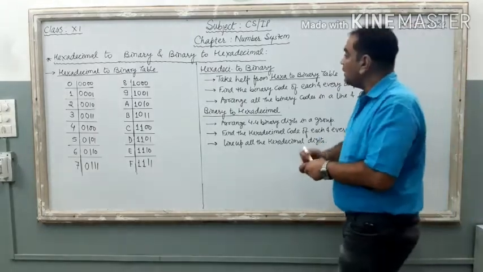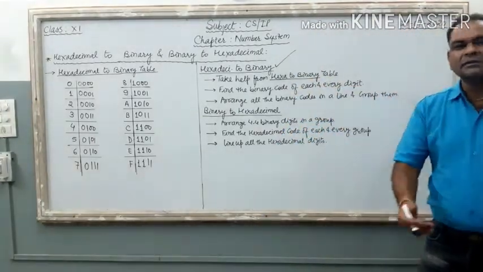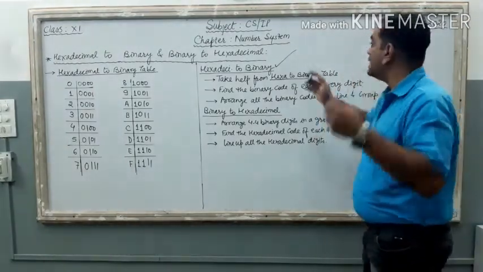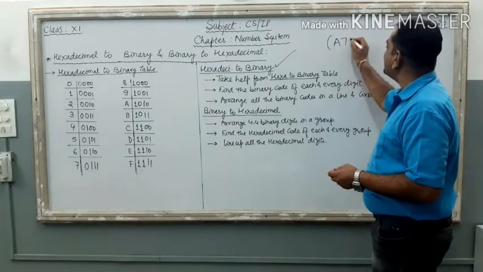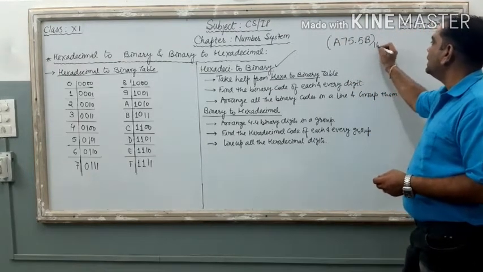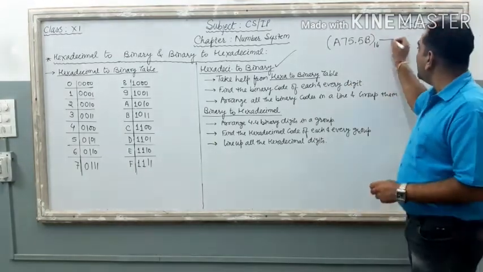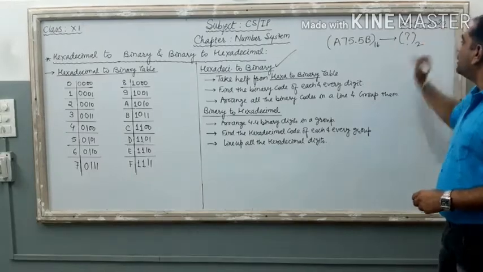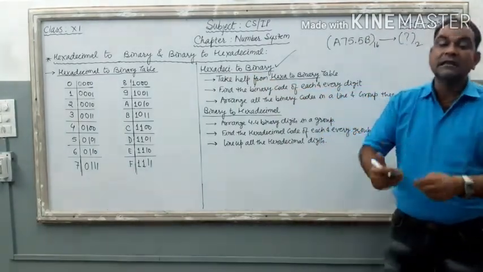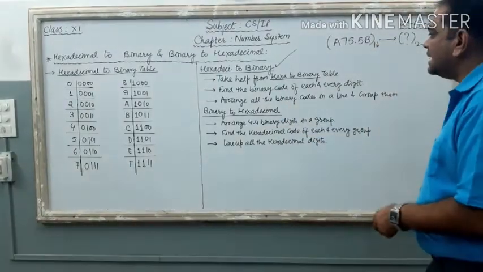Now come towards the methodology, the process. Hexadecimal to binary, what is the process to convert it? Suppose A75.5B is a hexadecimal number, and you have to convert this hexadecimal value into binary. So the concept is hexadecimal to binary. Now just read out the steps by which you can convert this hexadecimal value.